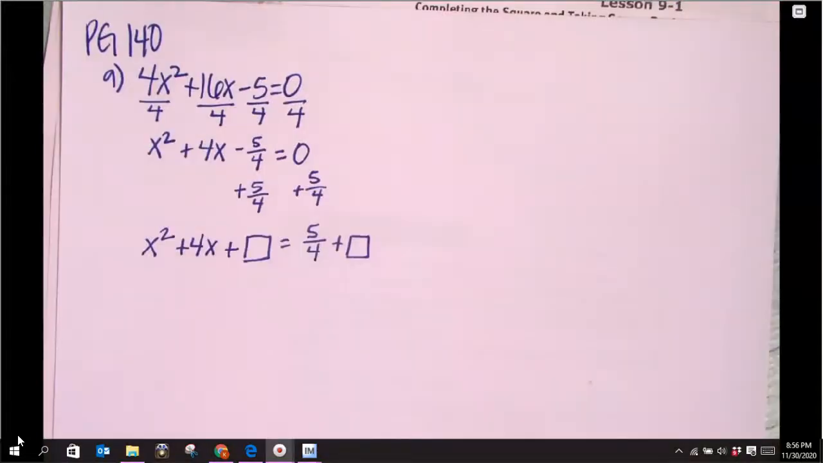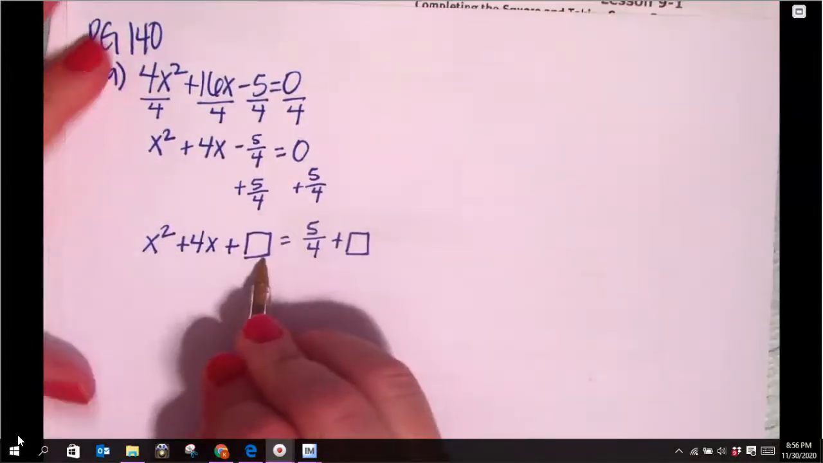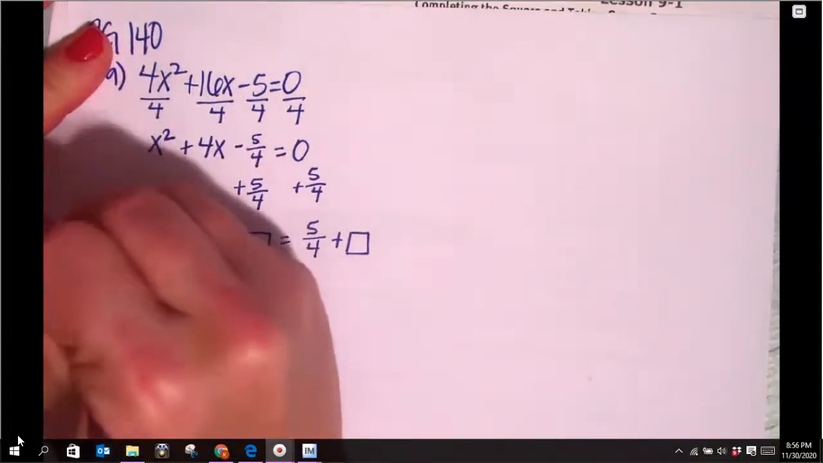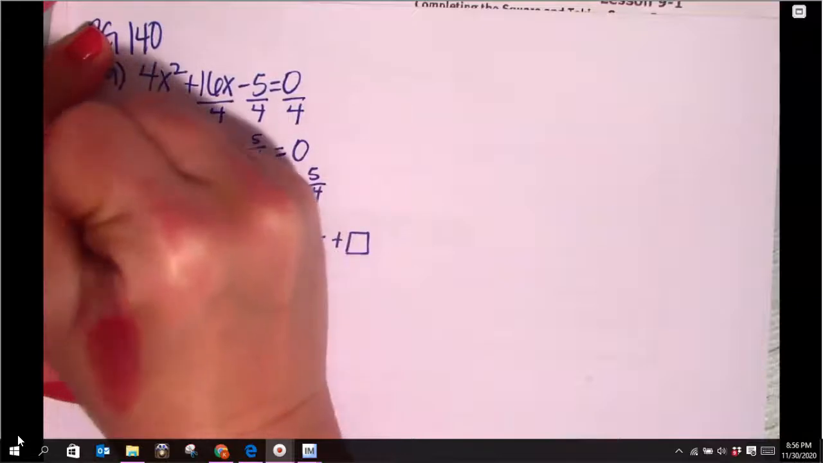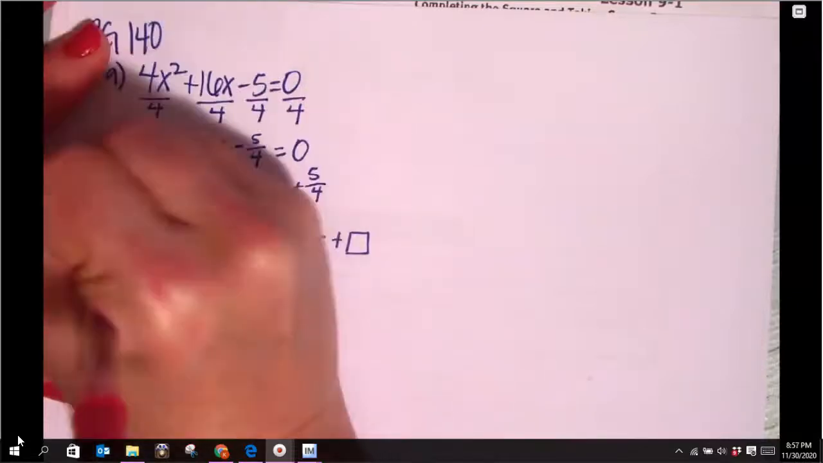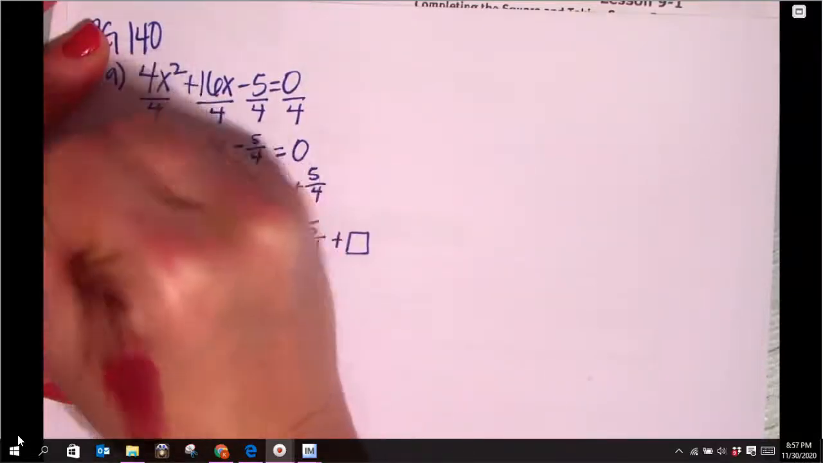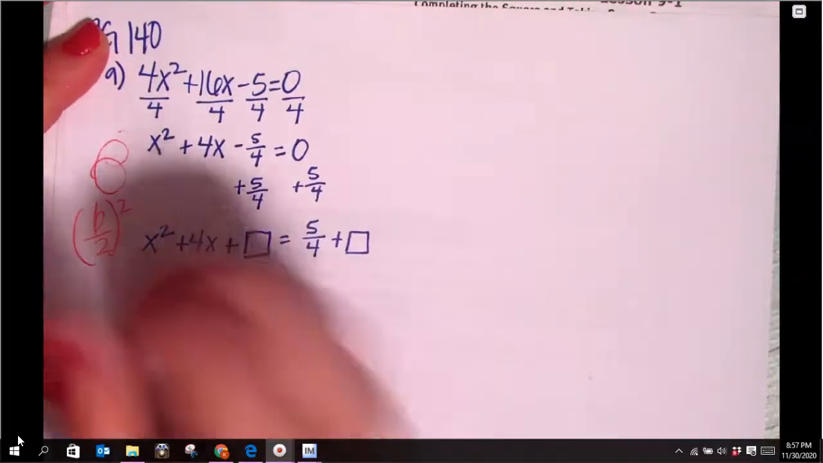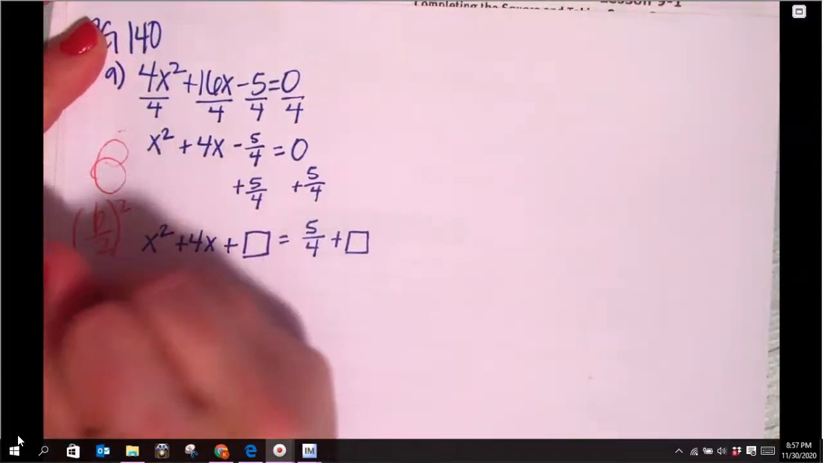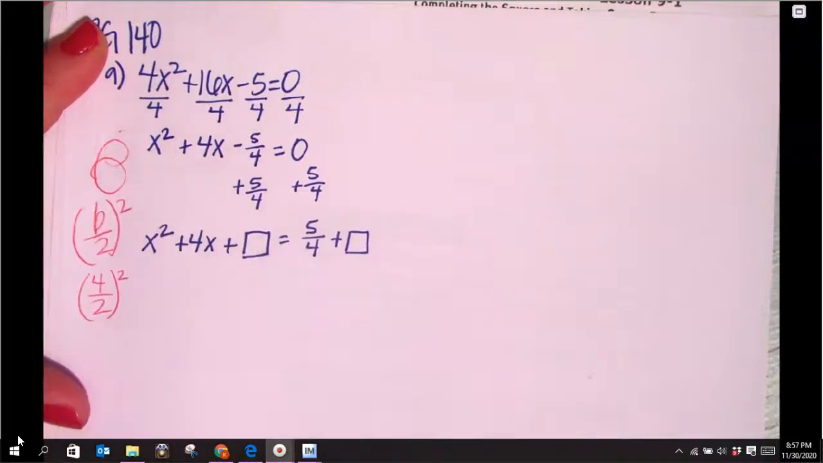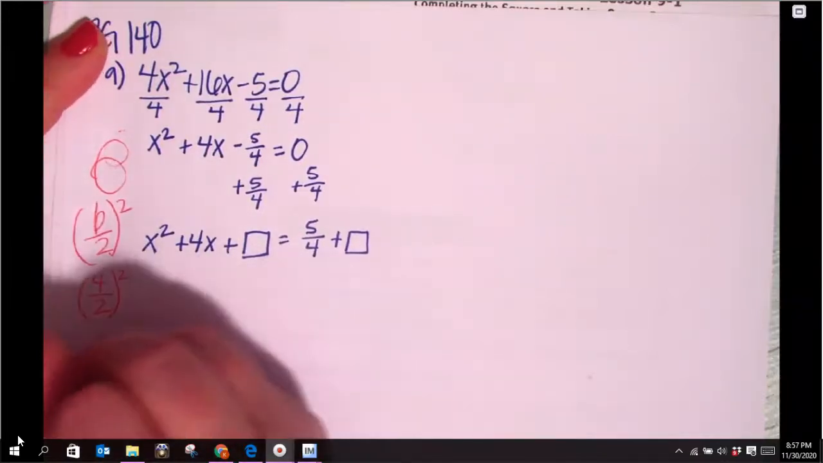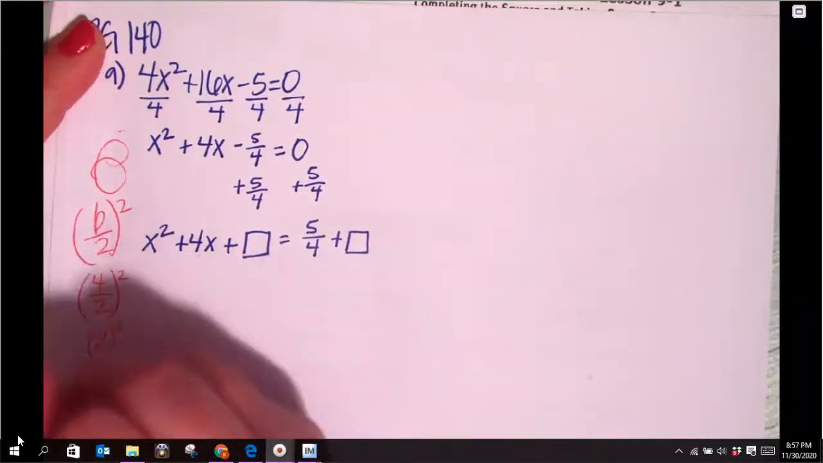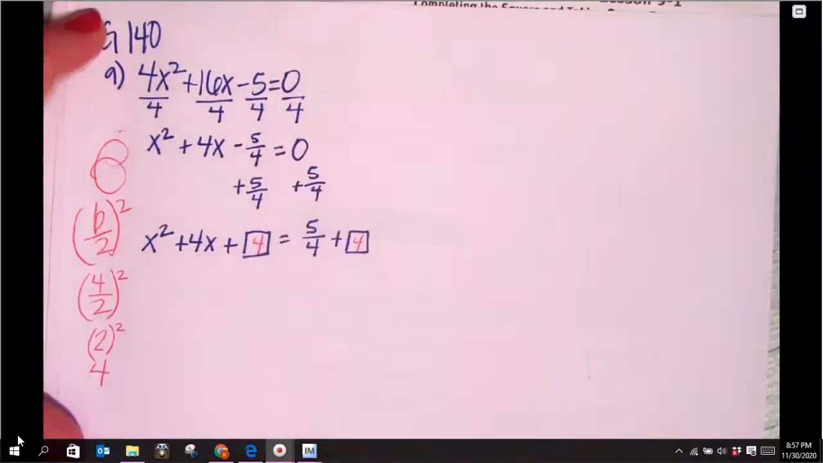Once you get to that point, you have to get what goes into the box. To get what goes into the box, you're doing b divided by 2, squared. b in this case is 4. 4 divided by 2 squared. 4 divided by 2 is 2. 2 squared is 4. So 4 goes in this box and 4 goes in that box.